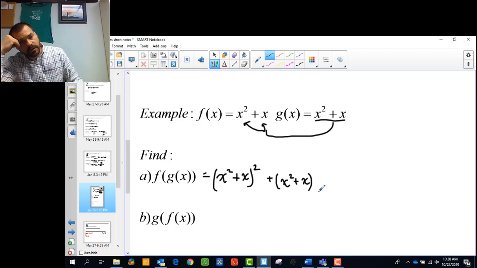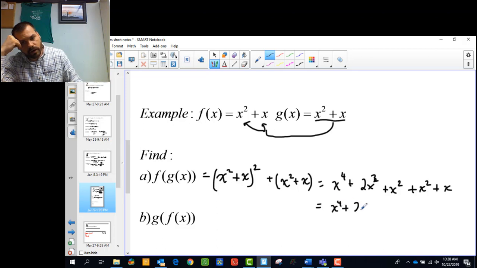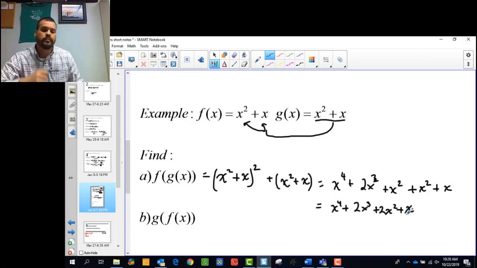All right? So what ends up happening, that becomes x to the fourth. This becomes x times x squared is x cubed, so 2x cubed, and then plus x squared, because that x gets squared, and then you're adding another x squared and another x. And so the final total is x to the fourth, 2x cubed, and then there's 2x squareds, and then an x. All right?